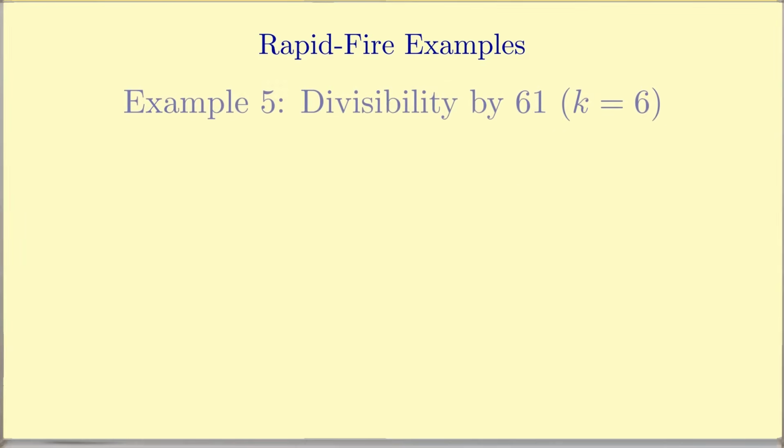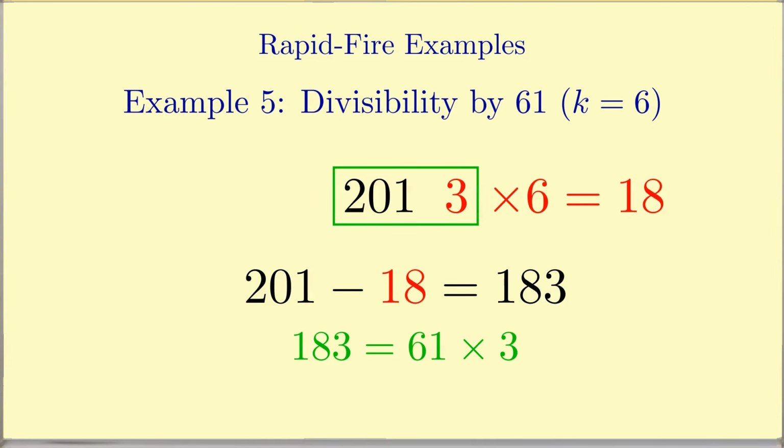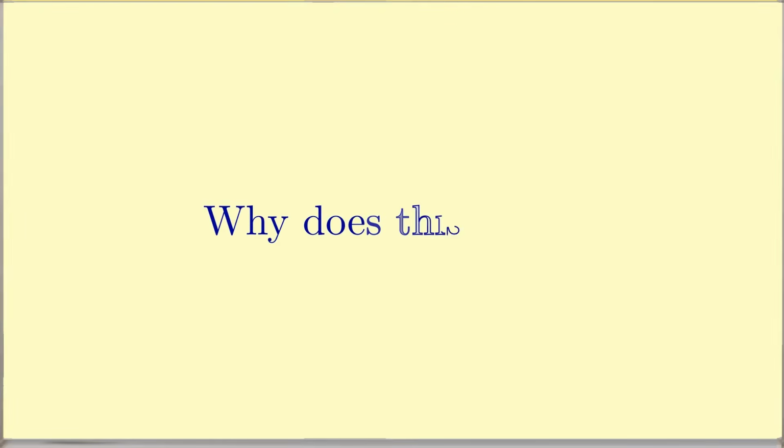Example 5. Divisibility by 61, where k is 6. Let us test the number 2013. Our multiplier k is 6. Chop the 3. Multiply by 6 to get 18. Subtract 18 from the remaining 201. 201 minus 18 is 183. 183 is exactly 61 times 3. The algorithm never fails. Why does this specific equation detect these multiples every single time?